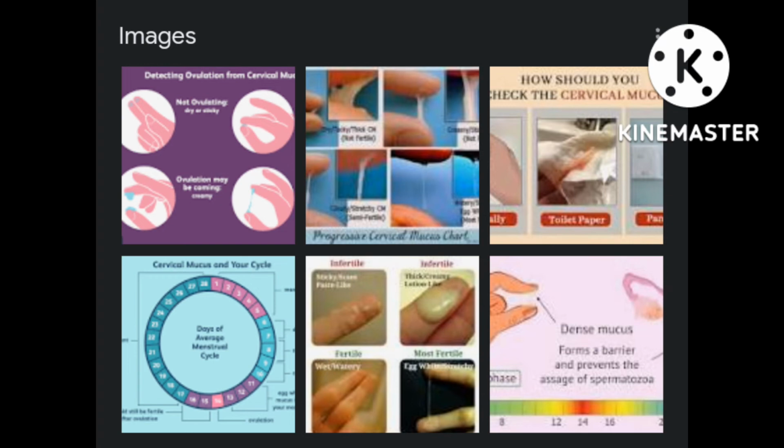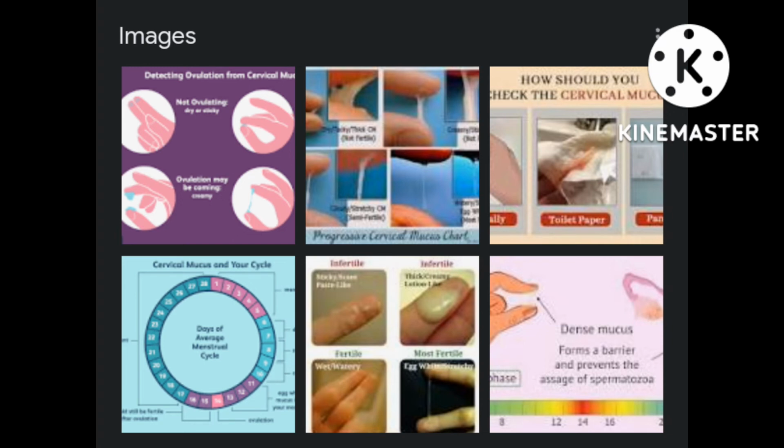Disadvantage: the major drawback of the cervical mucus method is that it doesn't protect against sexually transmitted diseases. Another disadvantage is that this method causes a higher risk for unintended pregnancy than other birth control.